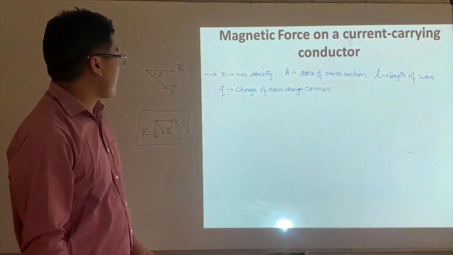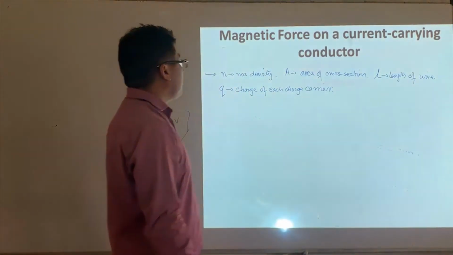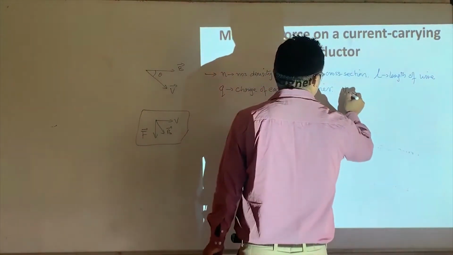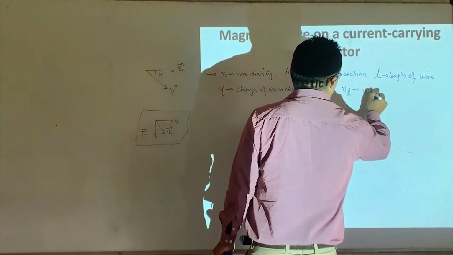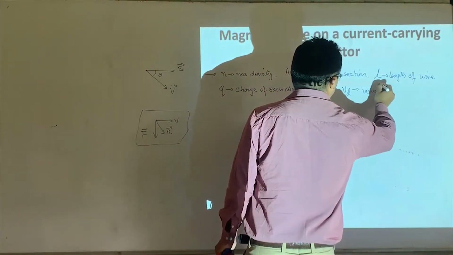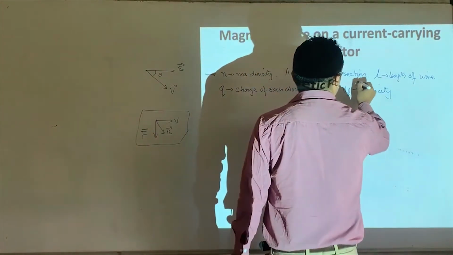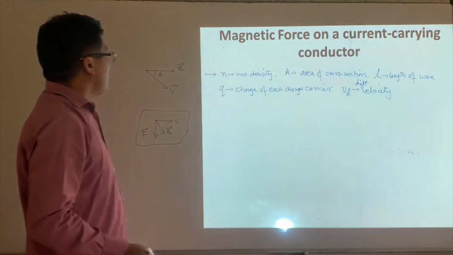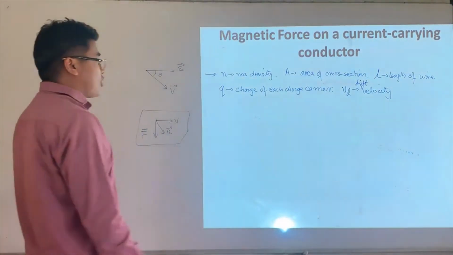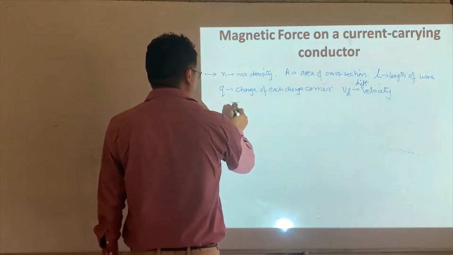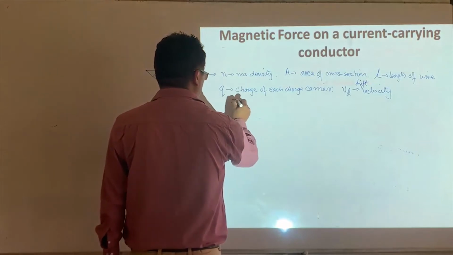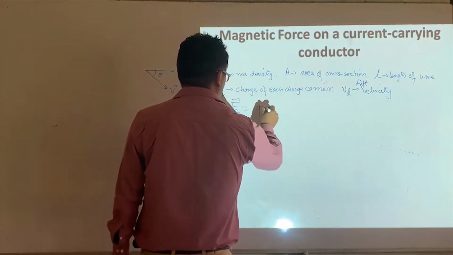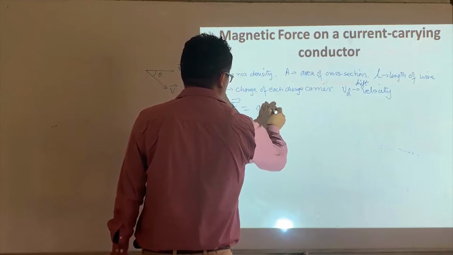Then v is the velocity. v is the drift velocity. When we talk about a current, the average velocity we are going to see is the drift velocity. All right. So now we will have these equations. So the magnetic force would be equal to q(v × B).